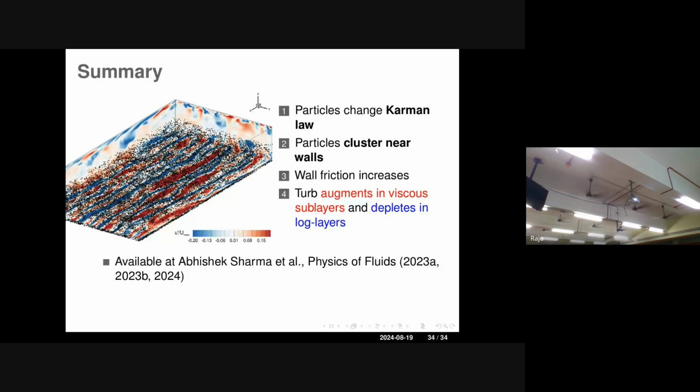And the overall summary is, in turbulent channels, when particles are present, the typical Karman law is the first thing to be affected, whether or not it is still applicable, leaving that aside. Usually the particles go towards the walls and start disturbing the entire system below the logarithmic layers. Wall friction increases in the system, and that augments the viscous sublayers but decreases the logarithmic layers. And this entire work went for this.